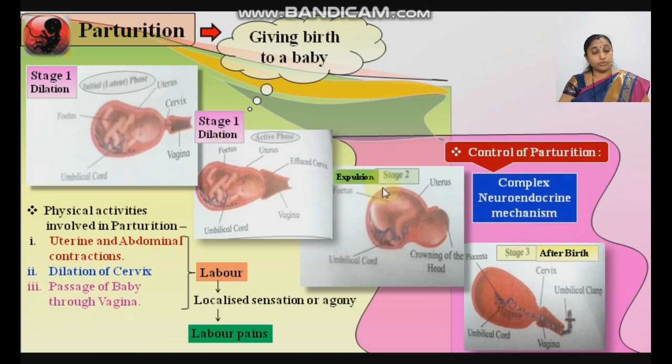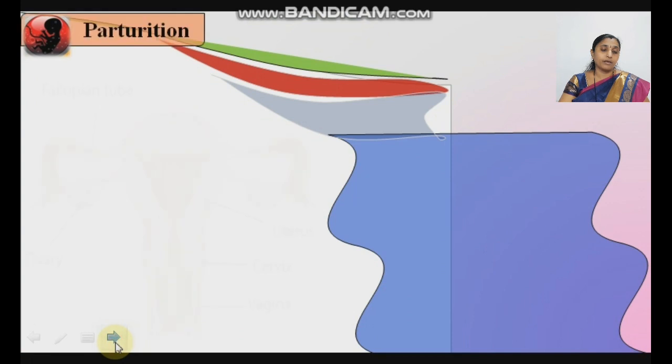Control of parturition. Not only labor pains, but behind this labor pain the master role is played by the neuroendocrine system. Neuro means nervous system, endocrine means endocrine glands. The nervous system and endocrine glands together play an important role in the control of parturition. Without this neuroendocrine mechanism, parturition does not take place well. Control of parturition is by a complex neural and endocrine mechanism. I will explain this neuroendocrine mechanism in the next slide. See here, next diagram, neuroendocrine mechanism.